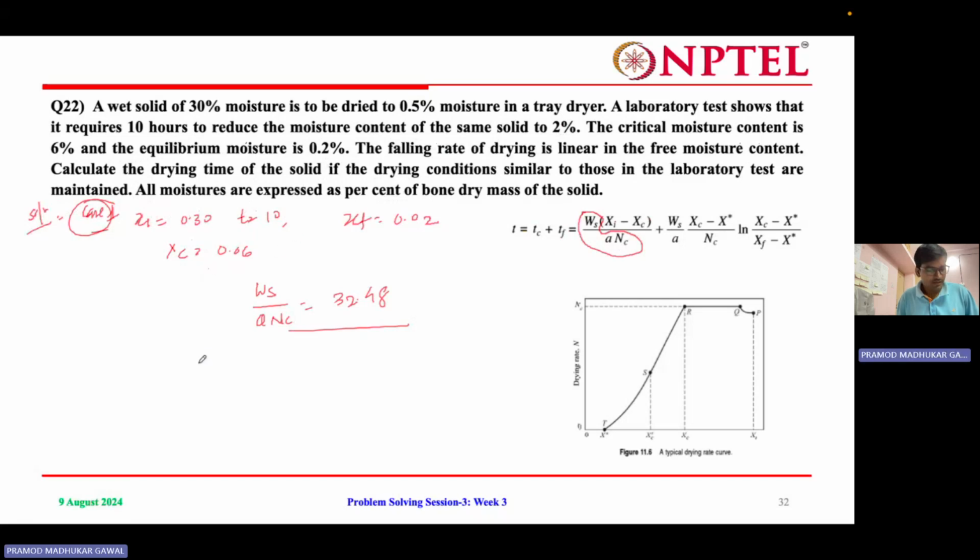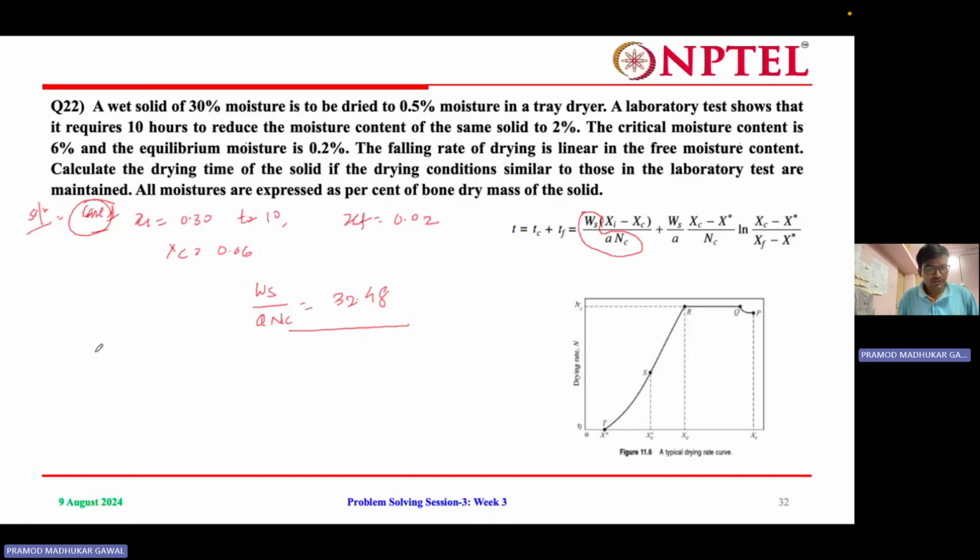So now we have to calculate the time required to reduce the moisture from 30% to 0.5%. So the required time of drying, required for reducing the moisture from 30% to 0.5%.